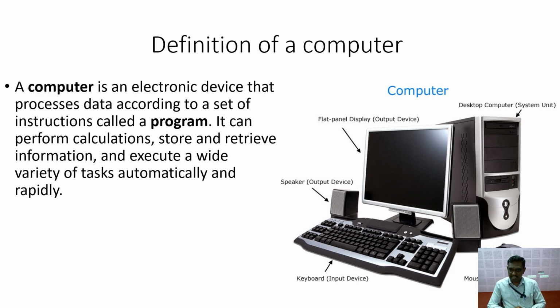Okay, the flat screen, that is the display, and the speakers, and the keyboard, that is used as an input device. The mouse is also an input device, and the desktop computer has a system unit, that is the CPU, central processing unit. In this unit, several processors are running, and the output is displayed in the monitor, that is the output device. So this is the definition of a computer.